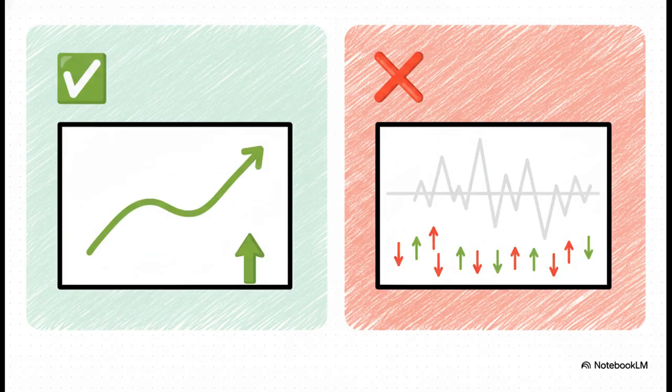But look, no indicator is a magic bullet. The Fisher transform is fantastic at giving you early signals when the market is clearly trending. Its biggest weakness, though, is in choppy sideways markets. That's when you can get a bunch of false signals, what traders call whipsaws, where it's telling you to buy, then sell, then buy again with nothing really happening. So it's a powerful tool, but it's definitely not a magic wand.